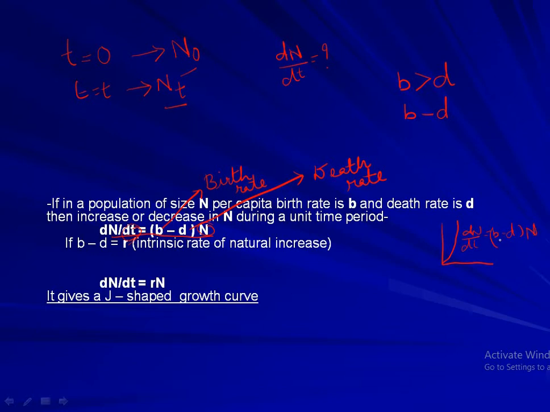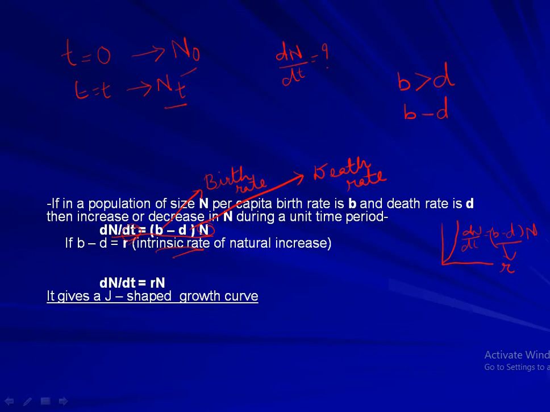Now if this B − D is denoted as r, small r, where r is known as the intrinsic rate of population increase. So B − D actually decides how fast the population grows, or how fast the population density would increase with time, because dN/dt will be more. That means the population is growing very, very fast. So this is how the exponential growth is denoted.